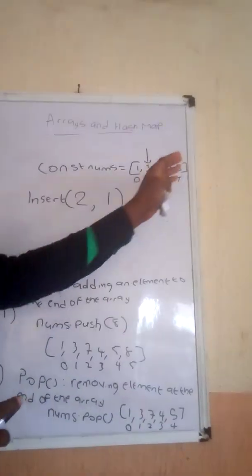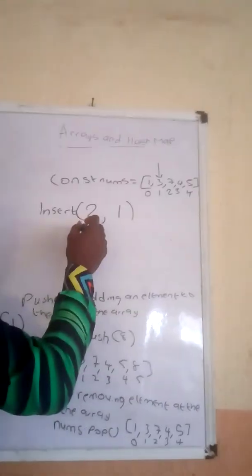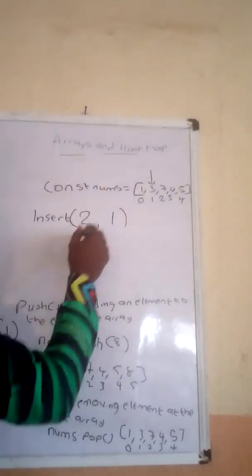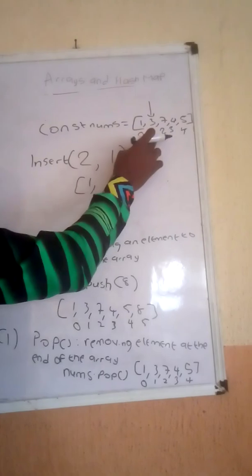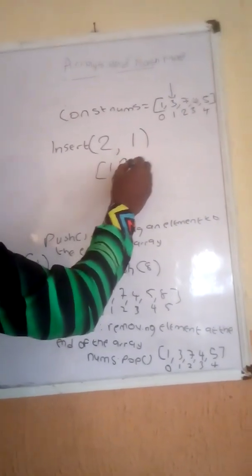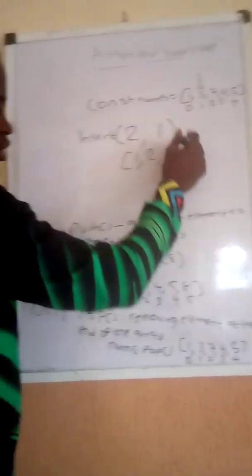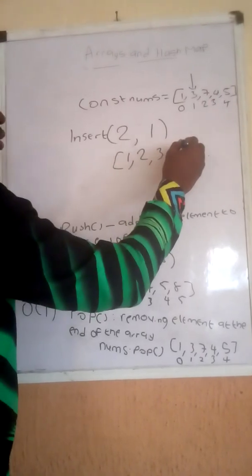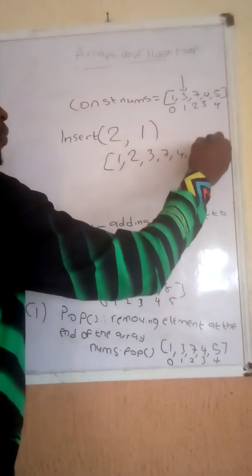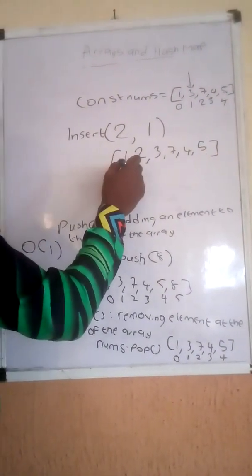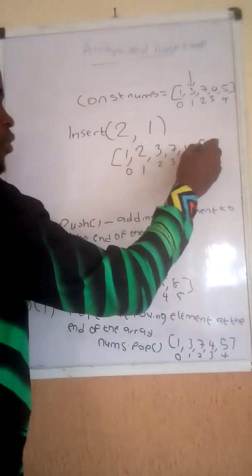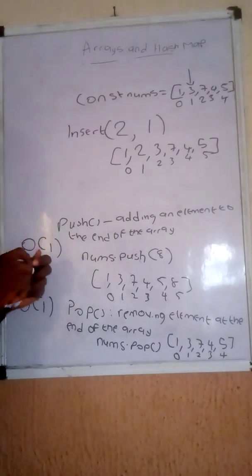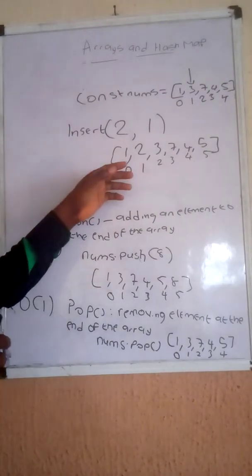Then shift the indices. So we know 3 is no longer here. 2 is now at this index, 3 is here, then 7, 4, and 5. In this case, the new index will now be 0, 1, 2, 3, 4, 5. You see, we've managed to shift the indices by 1.